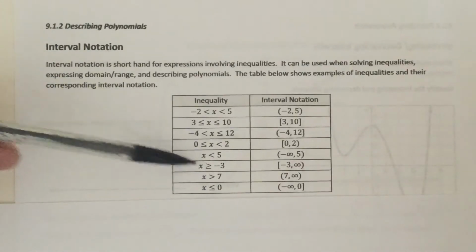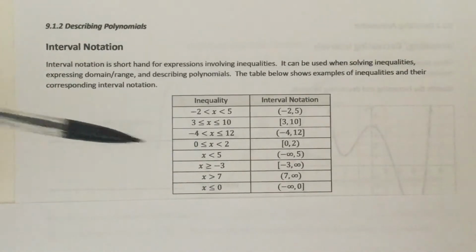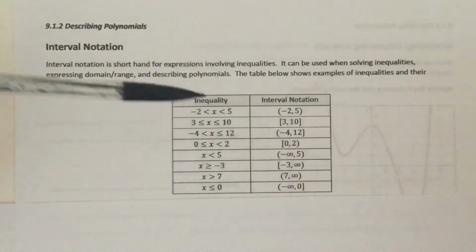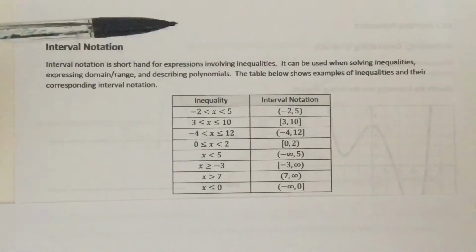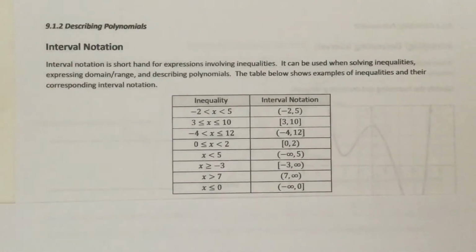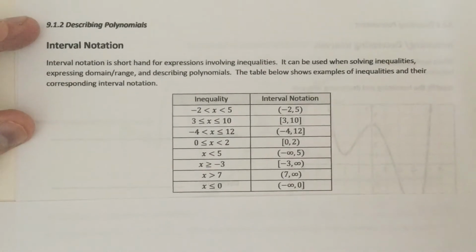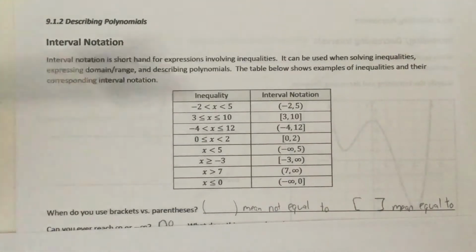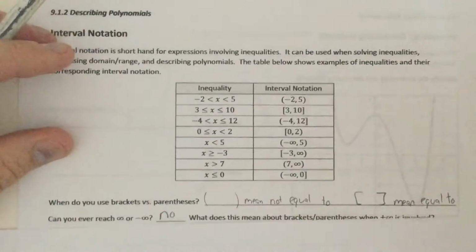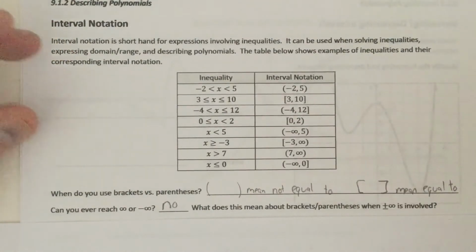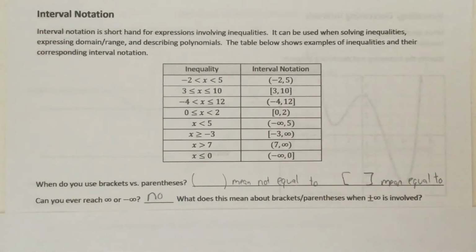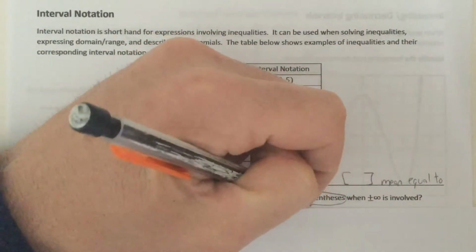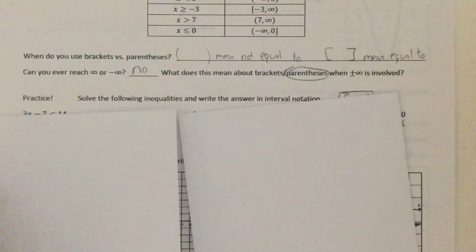On the other side, if we said x is greater than or equal to negative 3, that means negative 3 is the smallest it can be. It's equal to, so we have the bracket. And then anything greater than negative 3, the largest number is positive infinity. Again, you can never equal that. So you can see those. Just remember, the parentheses means not equal to, brackets means equal to, and we can never equal our infinities. So therefore, we're always using parentheses when dealing with positive and negative infinities.